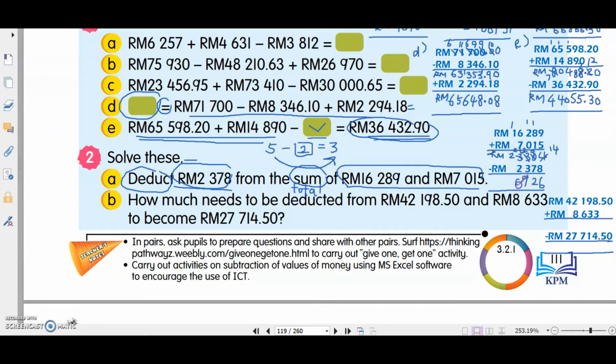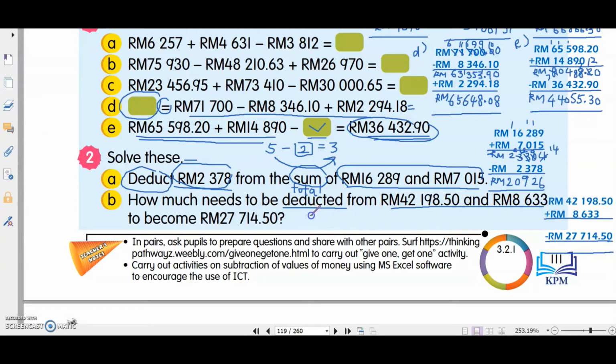2 minus 2 is 0. 2 minus nothing is still 2. So your answer is 20,926 ringgit. Last question, how much needs to be deducted from this and this?